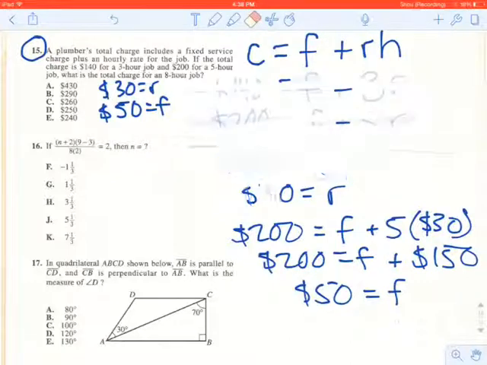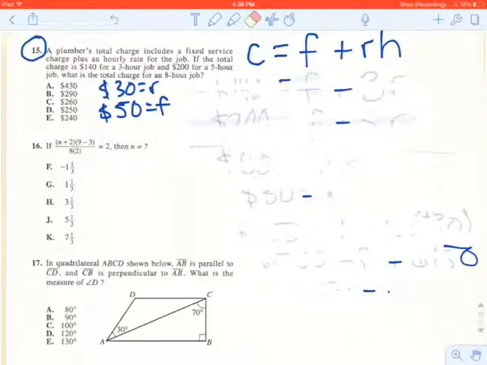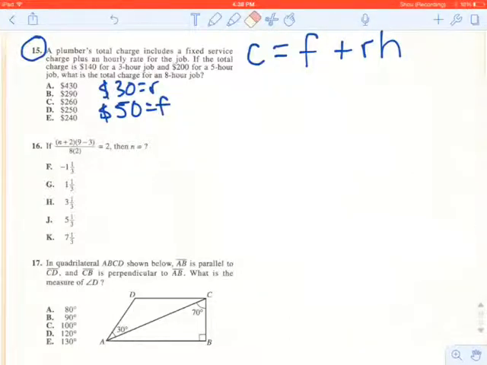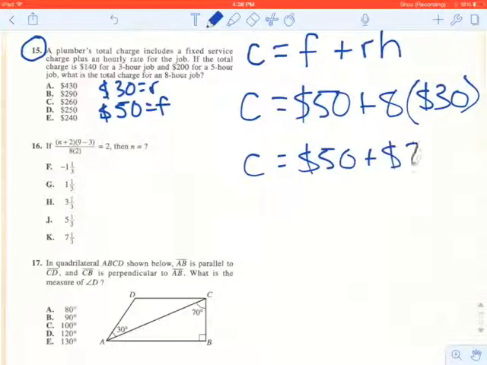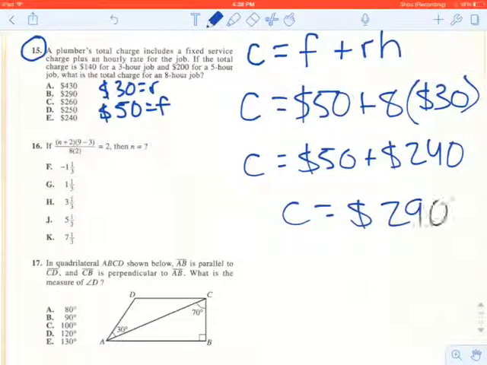So to erase all this, we have all of our important information over on the side, and our original equation is still here. So we're solving the cost. We know that the fixed rate is 50, plus, it says it's an 8-hour job, so 8 times 30. So C equals 50 plus 240. So C equals 290. So we'll find answer choice B, which is $290.